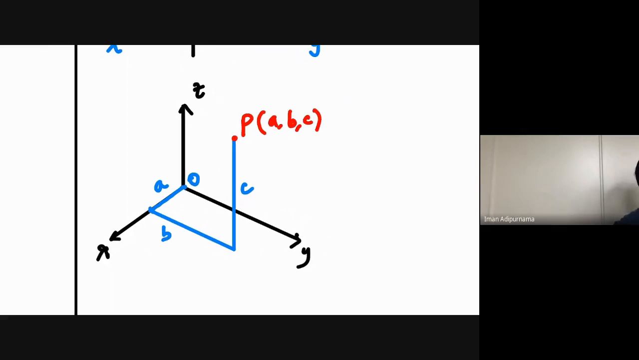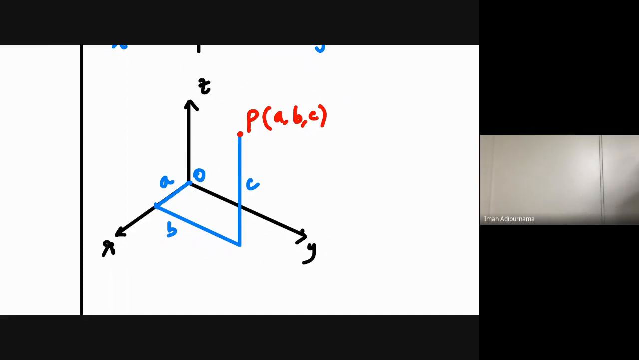This is just to refresh our mind how the coordinate system works and how positive and negative work in the 3-dimension coordinate system. If you are going backwards here, it will be negative. Going here is also negative. Going here is also negative. For example, you start from 0 and going here it's positive, but going here, maybe negative b. But going up, it's still positive c. Just a quick reminder.